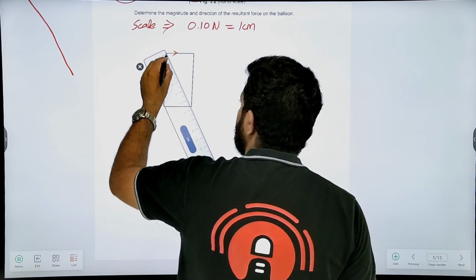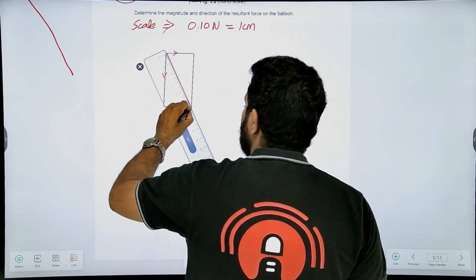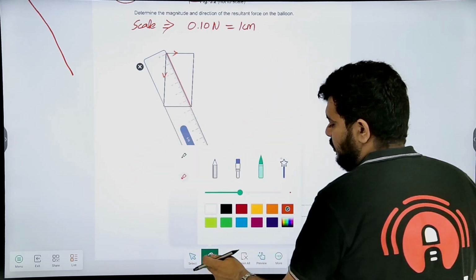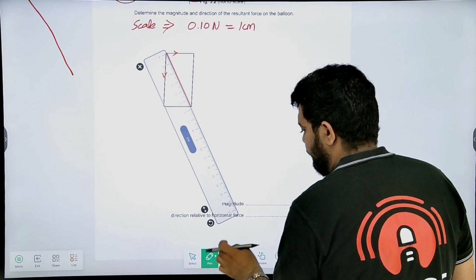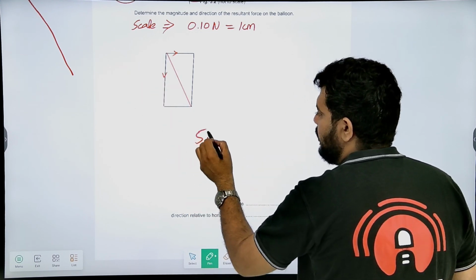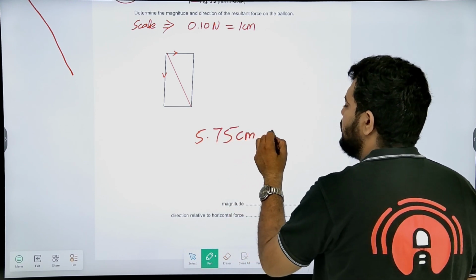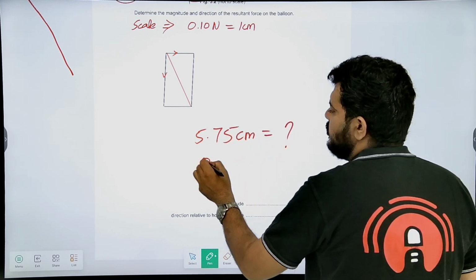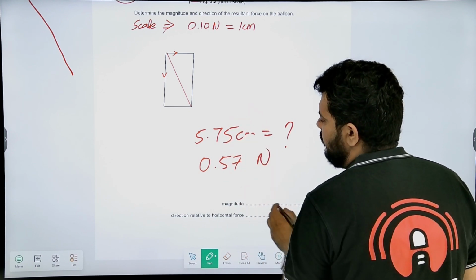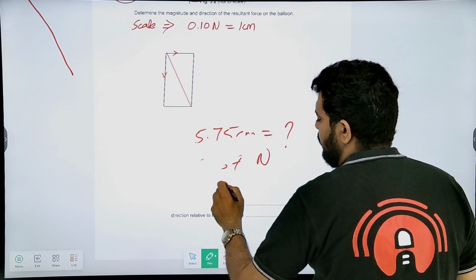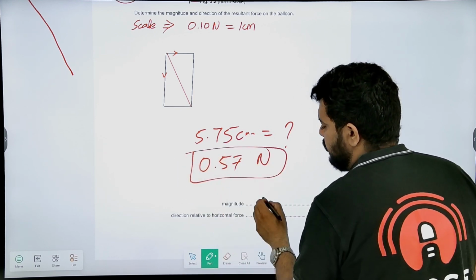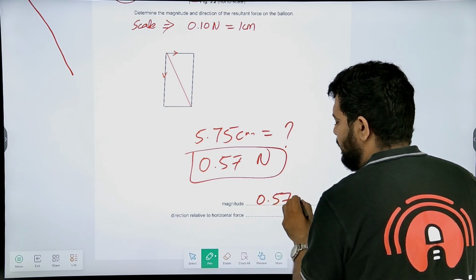Right, after so much time, I think I've almost got the answer. It's 5.75 for me, right? So I'll say 5.75 centimeter is equal to how many Newton? It's 0.575 Newton. Don't write this 5, right? Just write 0.57 Newton. So the magnitude is 0.57 Newton.